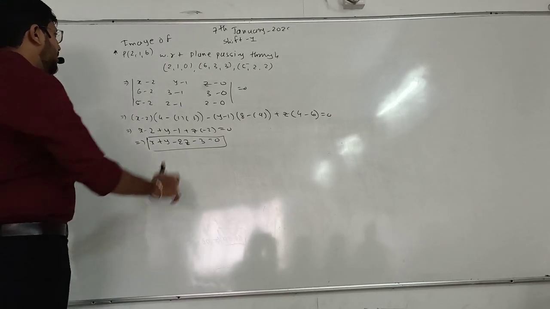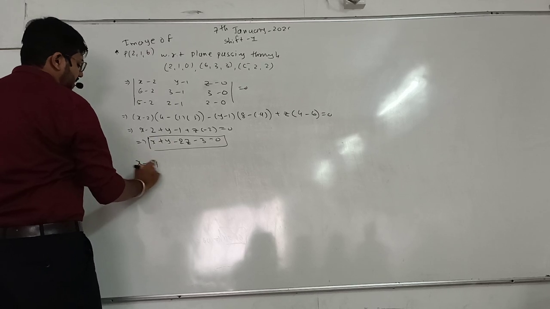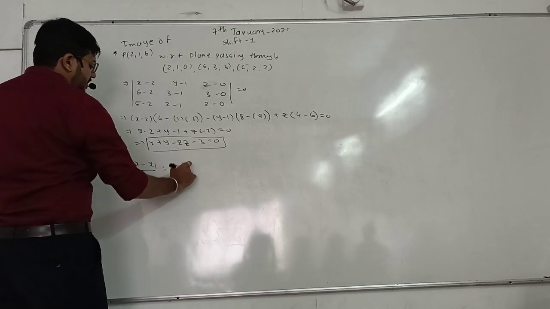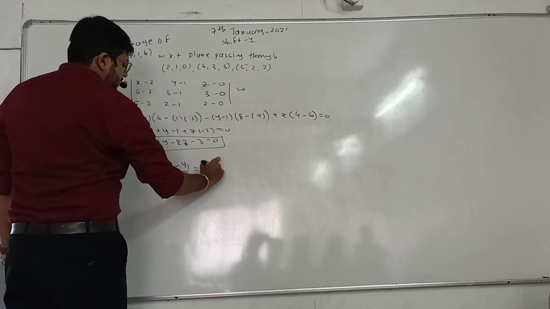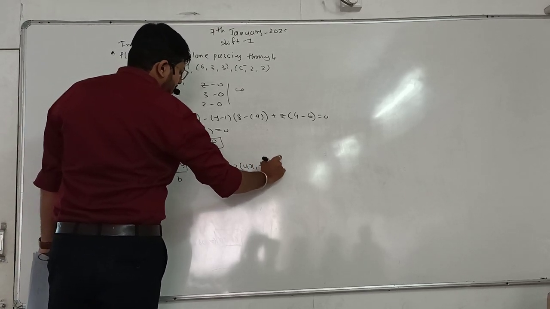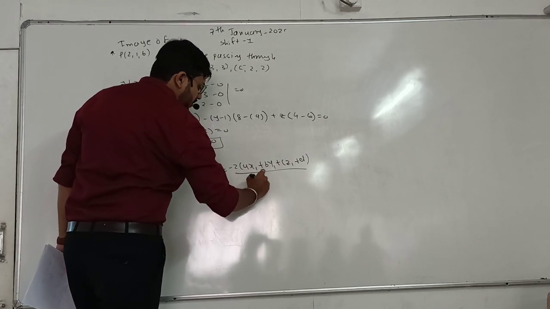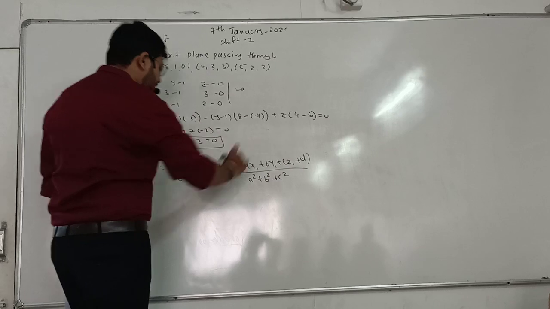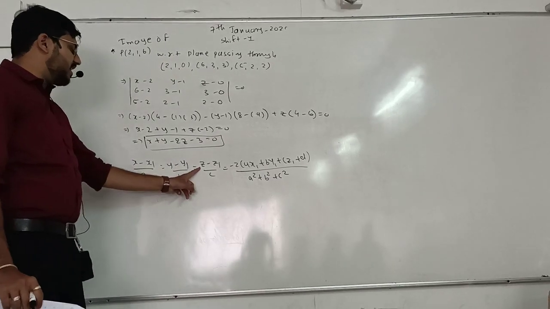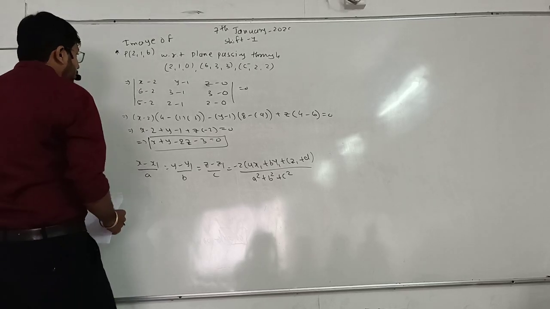And now the equation of the image of a point with respect to a plane is (x minus x1) by a, (y minus y1) by b, (z minus z1) by c equals minus 2 times (a x1 plus b y1 plus c z1 plus d) by (a square plus b square plus c square), where (x, y, z) is the image and (x1, y1, z1) is the point. So let's put the values.